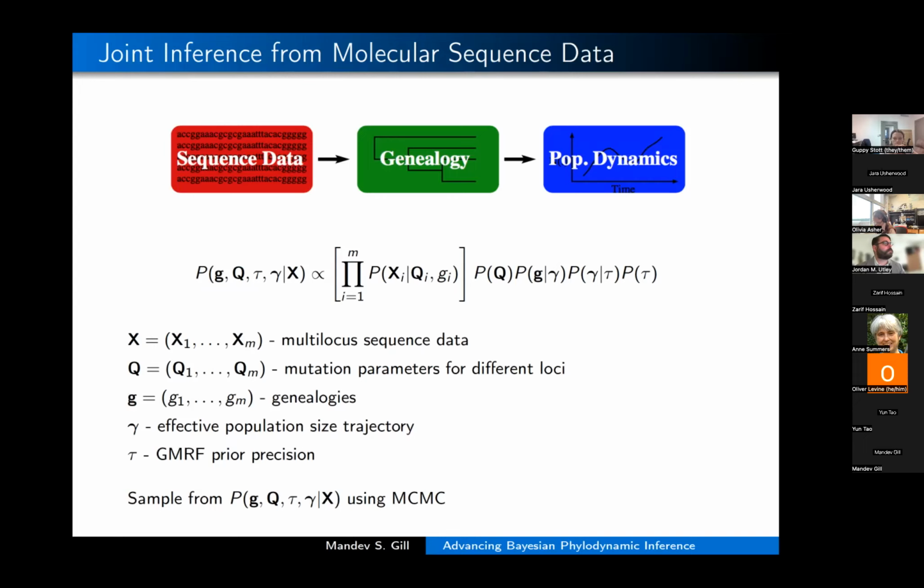Okay, so in this framework, we jointly infer the genealogies, the mutation parameters, the effective population size trajectory, and the precision parameter. All of that is jointly inferred from the sequence data. And the nice thing about this joint inference is that we don't condition effective population size estimation on fixed genealogies. We're naturally taking genealogical uncertainty into account.